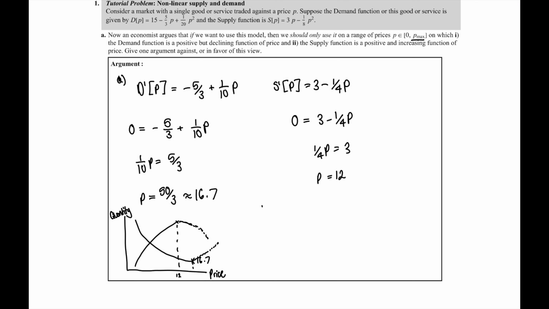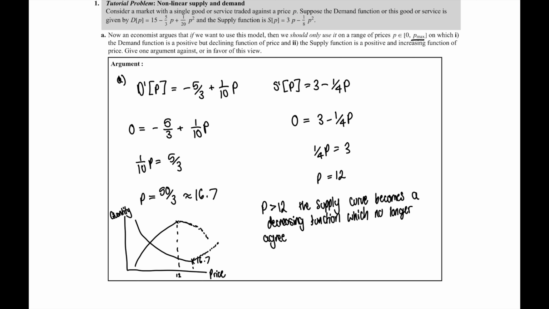As you can see, when P is greater than 12, the supply curve becomes a decreasing function, which no longer agrees with the economist's model. That means the maximum price is going to be when P is equal to 12. So P max is equal to 12.